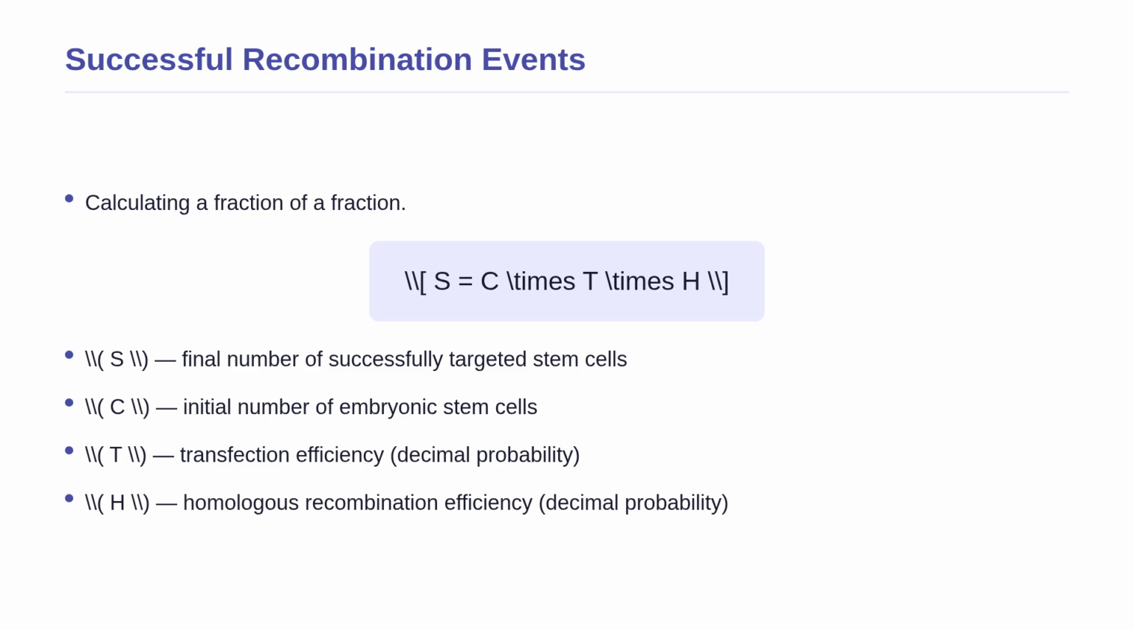Because T and H are both small fractions, multiplying them together shrinks the starting number C very quickly. If either efficiency T or H decreases, the final number of successful cells S will drop drastically.